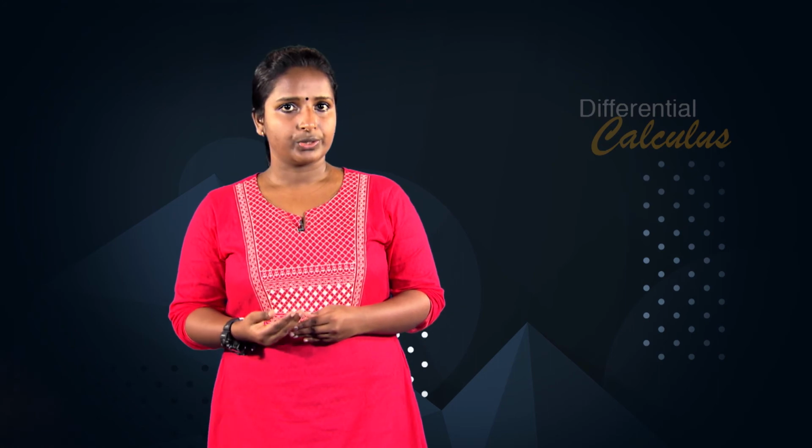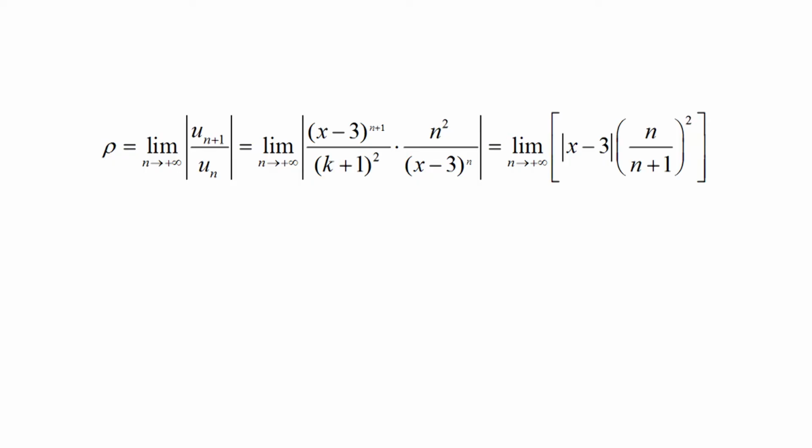For this, we apply the ratio test for absolute convergence. We have rho equal to limit of absolute value of u_(n+1) upon u_n as n approaches infinity, which is equal to limit of absolute value of (x minus 3) to the power n plus 1 upon (n plus 1) whole square into n square upon (x minus 3) to the power n as n approaches infinity, which is equal to limit of absolute value of (x minus 3) into (n upon n plus 1) whole square as n approaches infinity, which is equal to absolute value of x minus 3 into limit of 1 upon (1 plus 1 upon n) whole square as n approaches infinity, which is equal to absolute value of x minus 3.